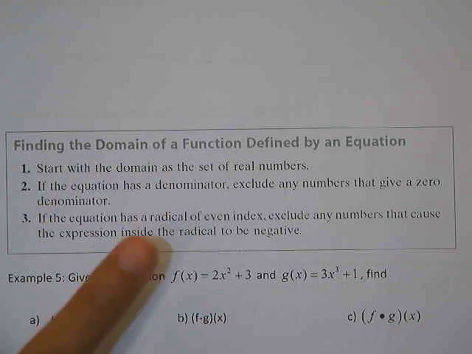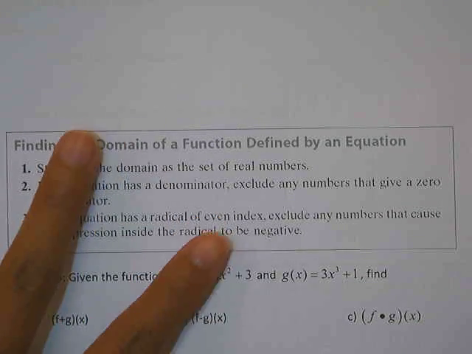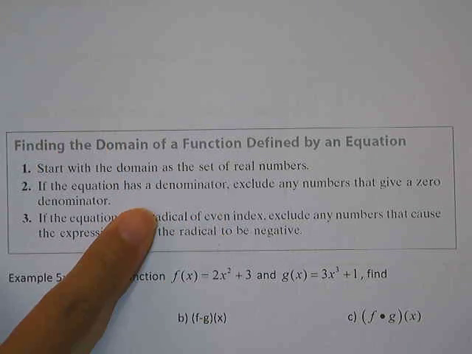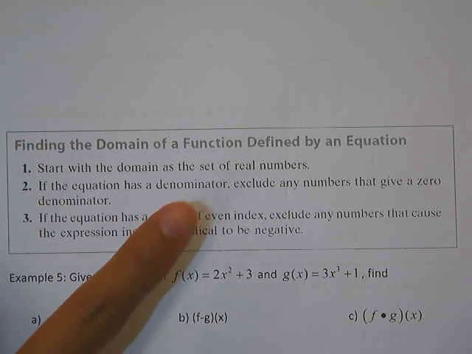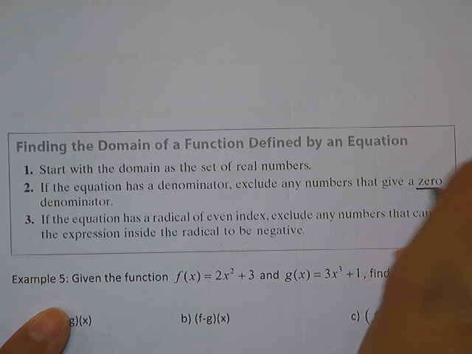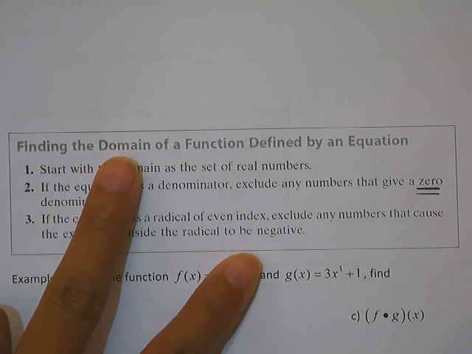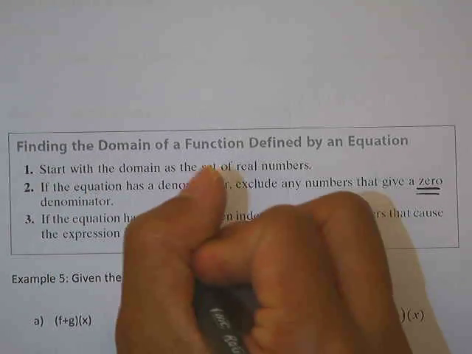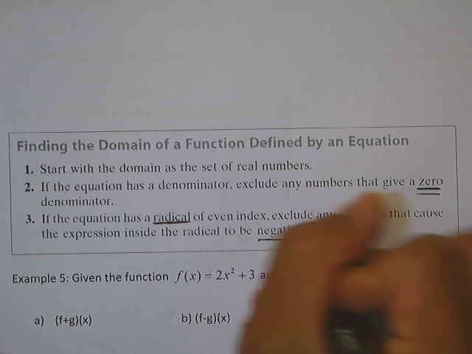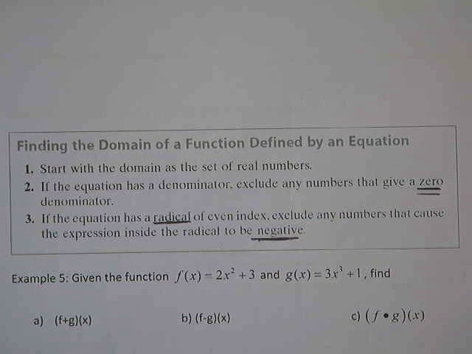So there are only two things you have to worry about when you're looking for the domain. Number one, look to see if there's a denominator, because the denominator can never, ever be 0. Number two, look out for radicals, because a radical cannot be negative inside.